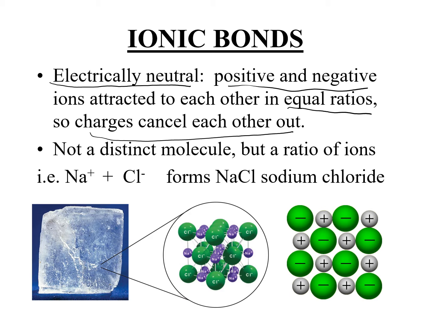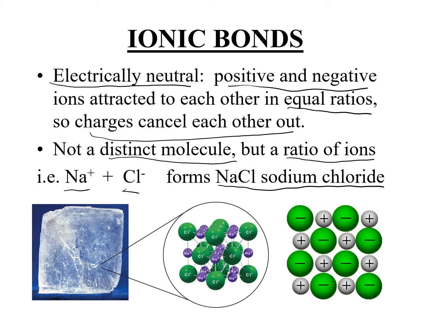Ionic compounds are not distinct molecules, but they're actually just a ratio of ions. For example, if I have sodium ion and chloride ion, we said they're attracted to each other because of that electron transfer from the sodium to the chloride, and we end up with sodium chloride as our ionic compound.